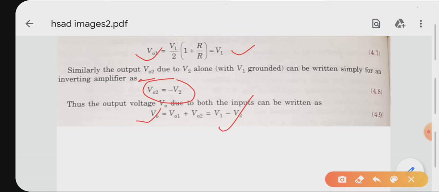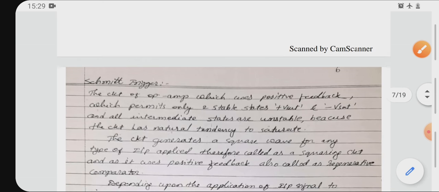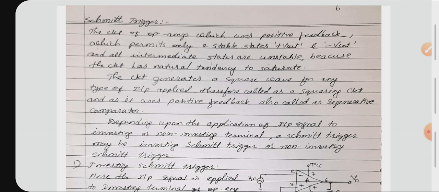Difference amplifier, that means subtractor. Differentiator is a different circuit in which output is derivative of input. Okay, so difference amplifier or subtractor it is. Then moving to the next circuit, Schmitt trigger circuit.